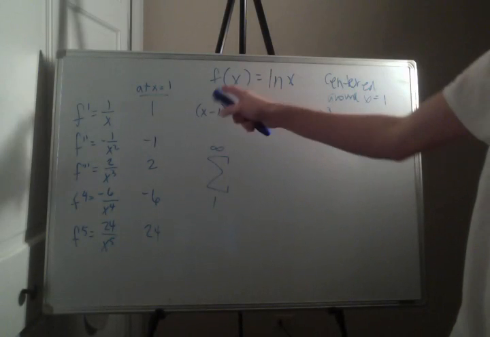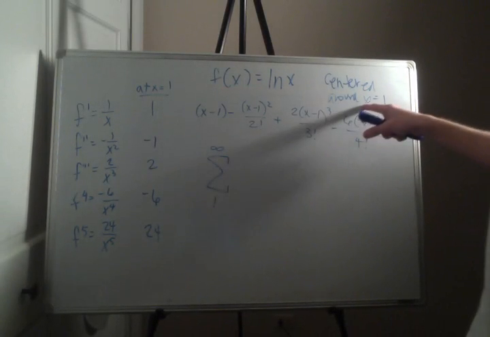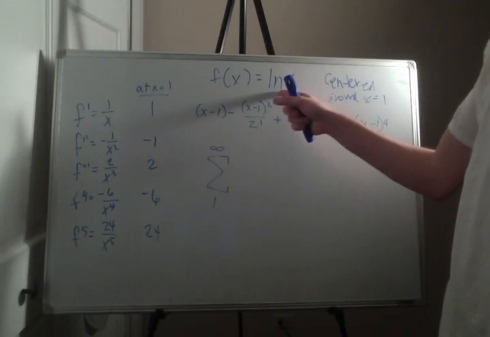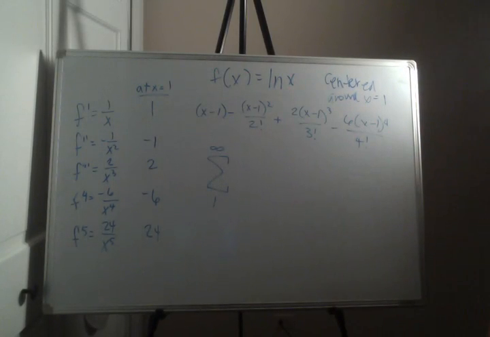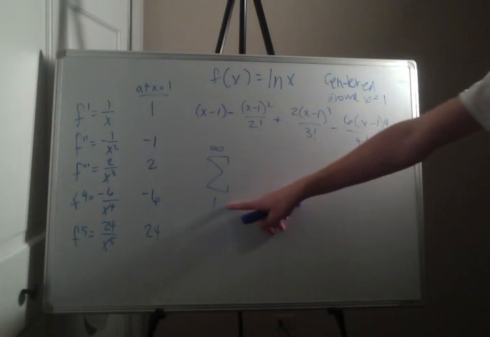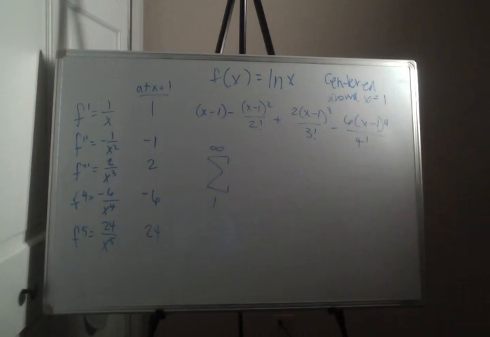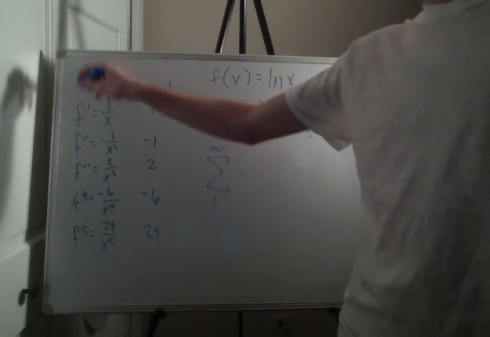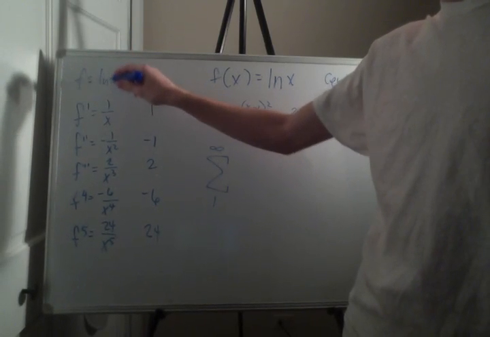So here I'm using f of x equals natural log of x. It's centered around x equals 1, and the reason is because you can't plug in 0, because natural log of 0 does not exist. There's a vertical asymptote there. So you have to start at x equals 1, which means that our eventual series is going to start at 1. So what I did here was I wrote f equals natural log of x.